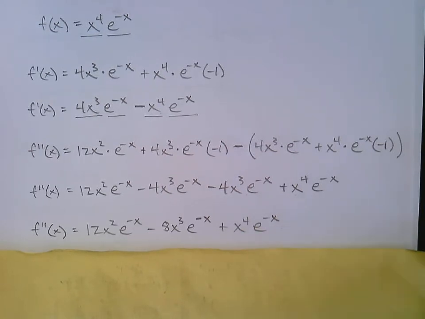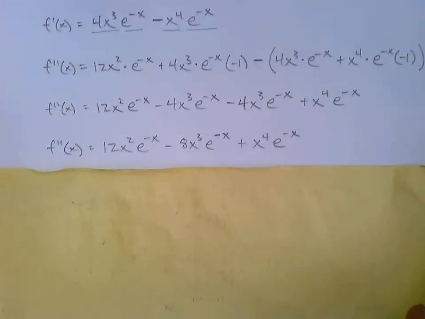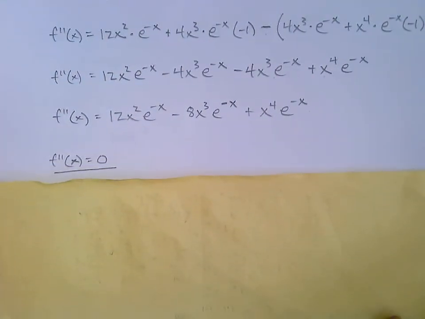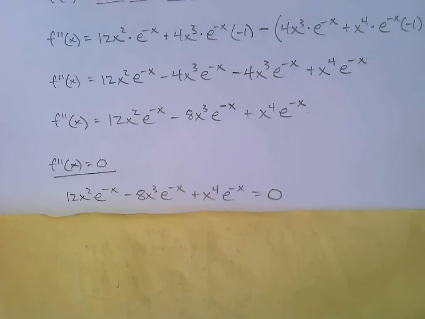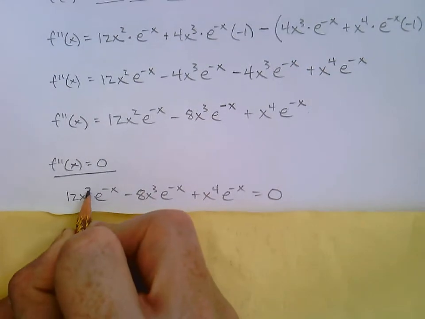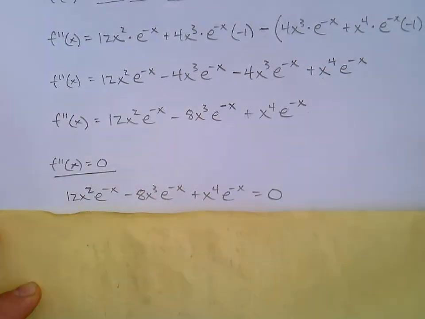All right, we've got our second derivative. What do we do now? We're going to set it equal to 0, right? Start to find, they're not criticals, but the second derivative criticals. All right. So there, setting it equal to 0.